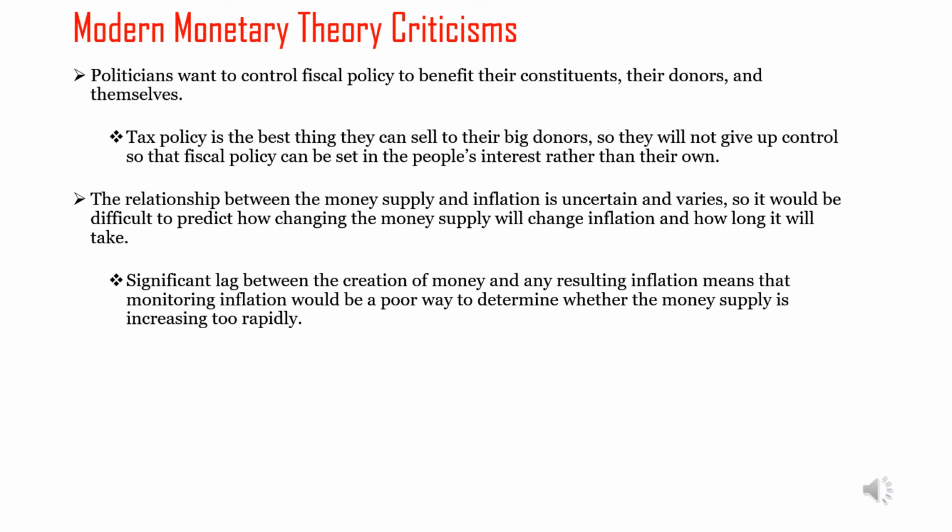To start, politicians want to sell tax policy to their big donors, not set it in the interest of the people. It is the biggest thing they have to sell. Moreover, how money supply relates to inflation is uncertain and varies. So how changing the money supply will change inflation and how long it will take cannot be predicted.